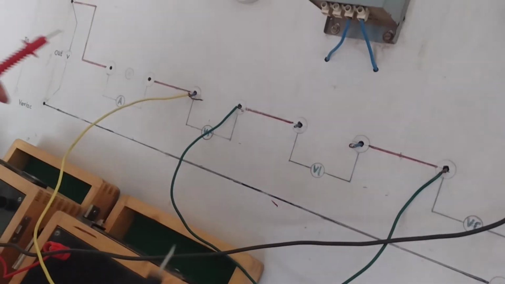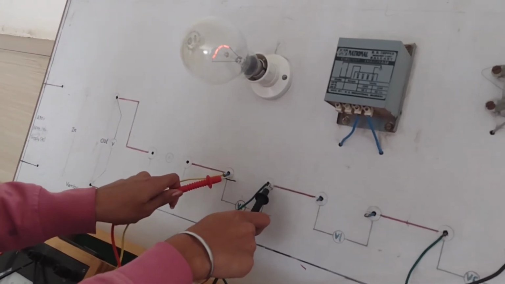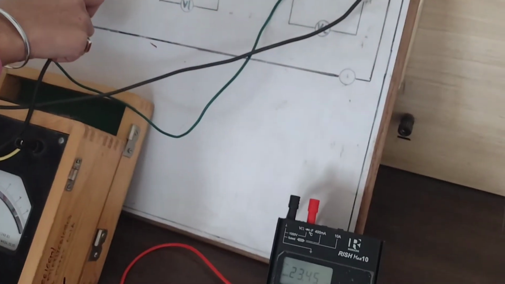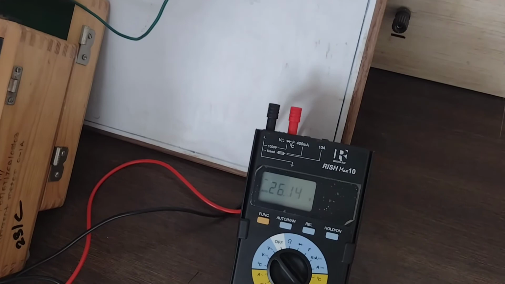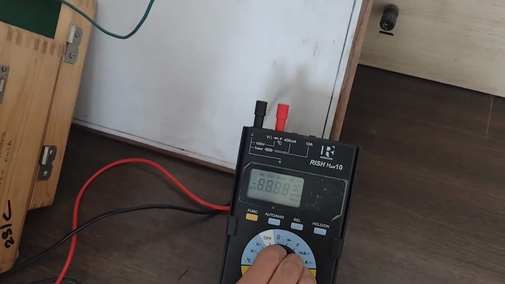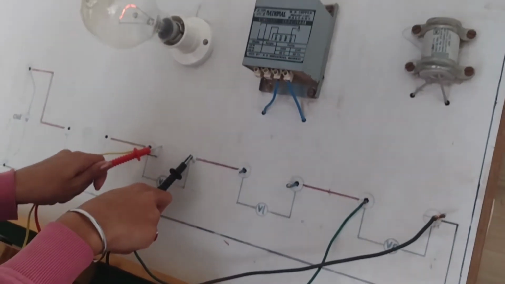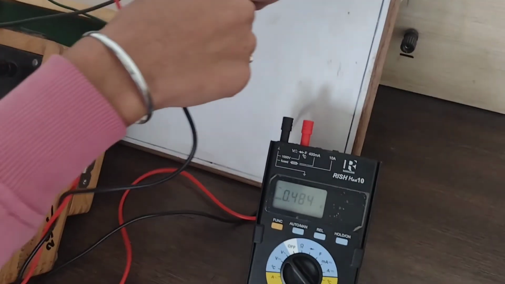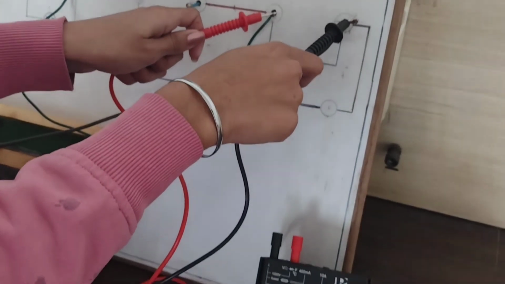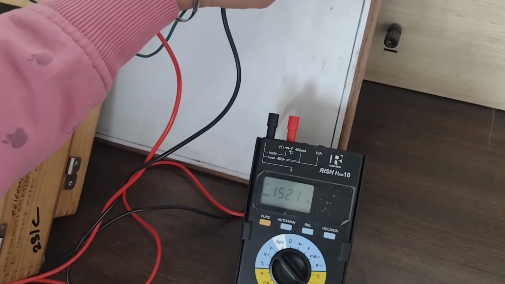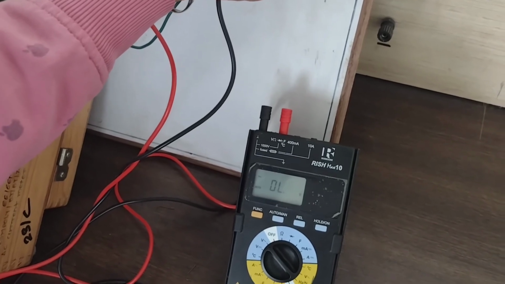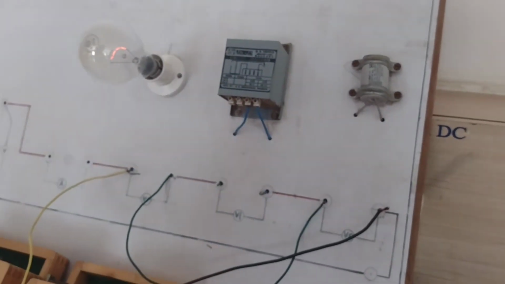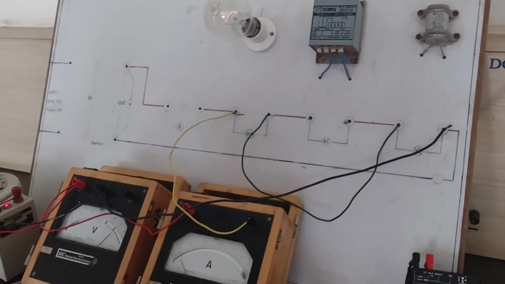Then we take the reading of VR, that is the voltage across the resistive load, as shown in the multimeter. Okay, 18.6. Then we will take the reading of VC, that is the voltage across the capacitive load, shown by the multimeter, 204. We will take further readings by repeating the same procedure.